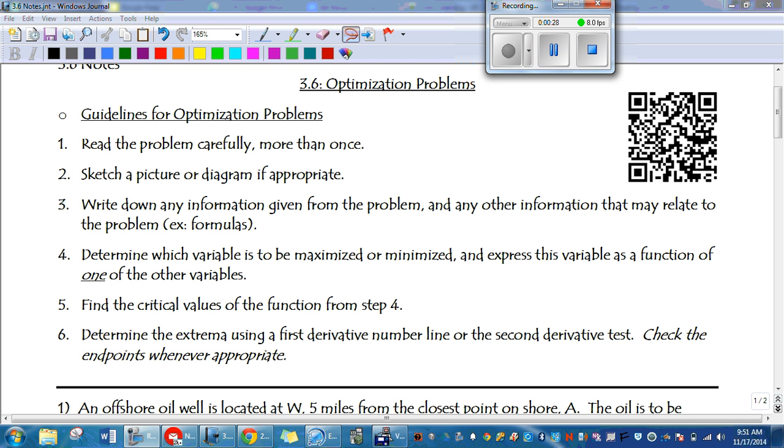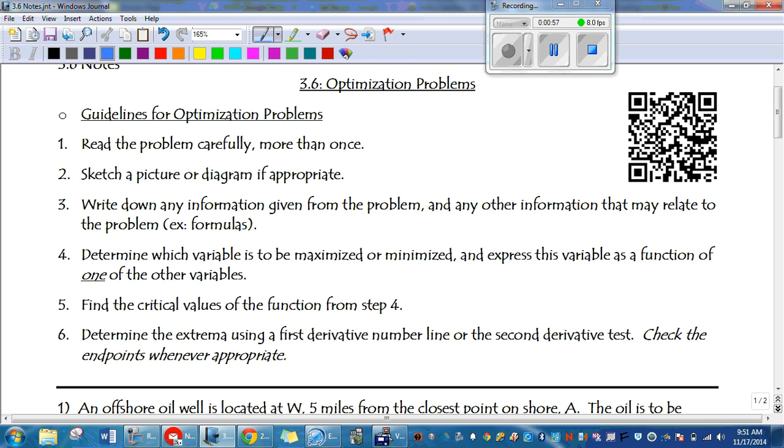So just some guidelines for this. The first few are the same guidelines you would use for just about any word problem. One, read the problem carefully, probably more than once. Two, sketch a picture or diagram if appropriate. Sometimes you might have one drawn for you already. Step 3 is to write down any information given from the problem and any other information that relates to the problem, like a formula. Those 3 are standard for any type of word problem that you're doing.